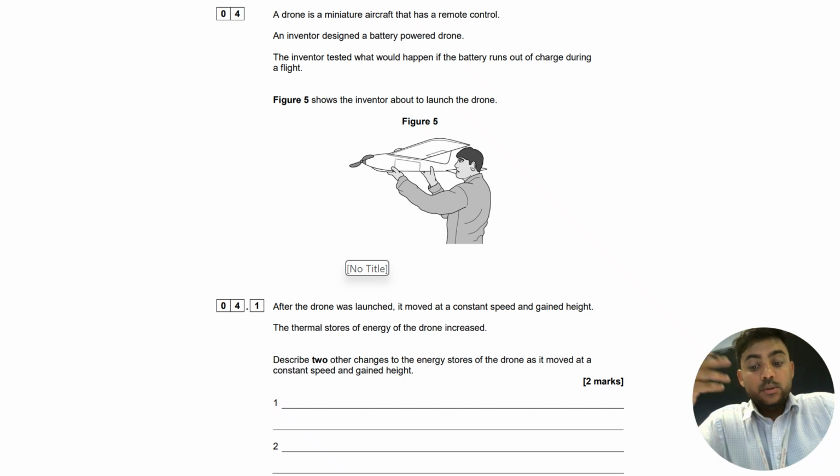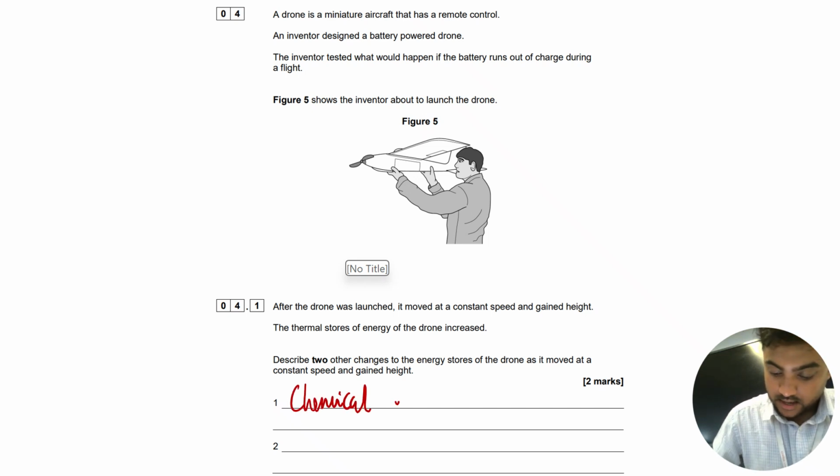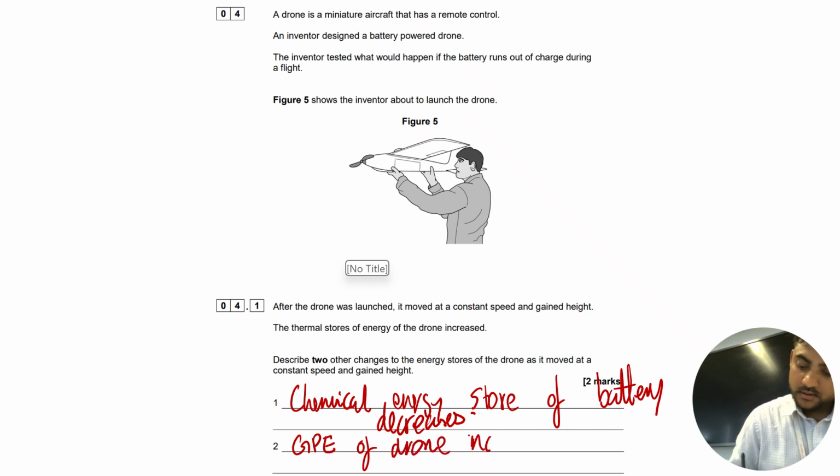When the battery is used up as it's moving, the chemical energy store of the battery decreases. So chemical energy store of battery decreases. When the drone gains height, the gravitational potential energy of the drone increases. Why does the kinetic energy not change? Because it's moving at constant speed.